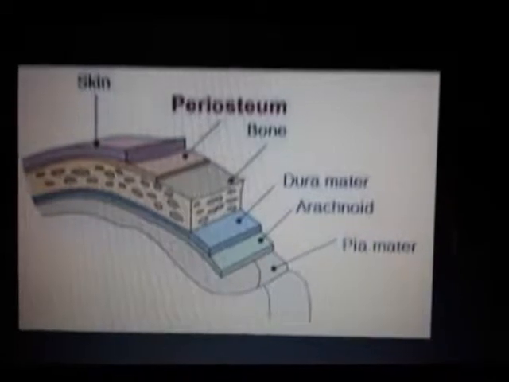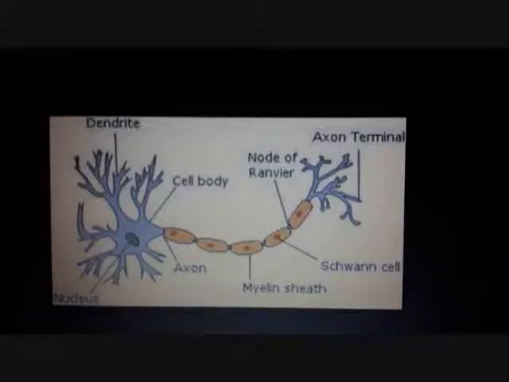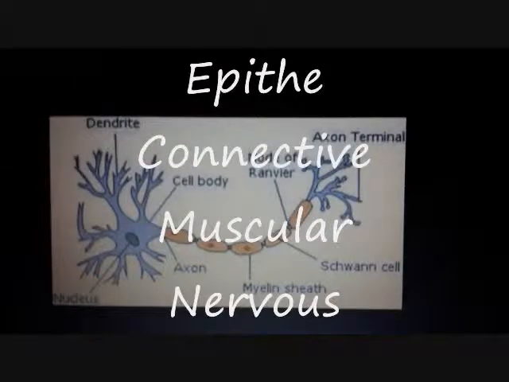Alright, section 2, number 25. What are the primary tissues? Epithelial, connective, muscular, and nervous. There's 4. ECMN. What are 4 primary tissues? Epithelial, connective, muscular, and nervous.